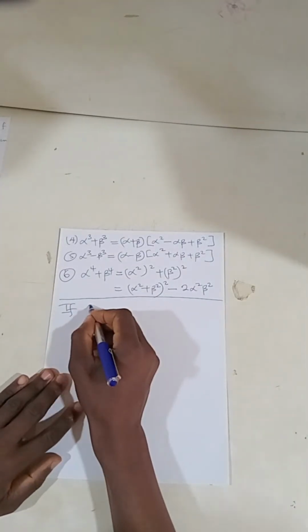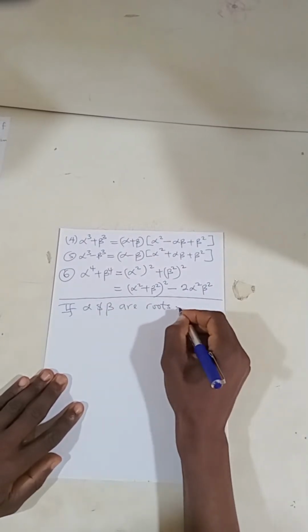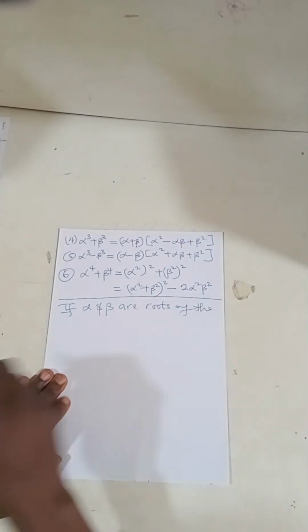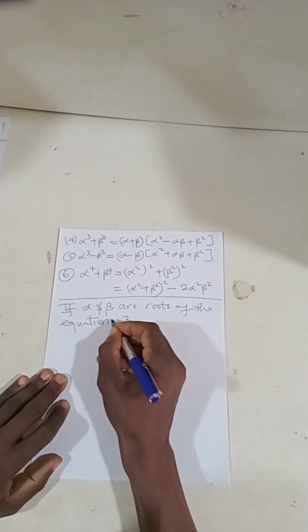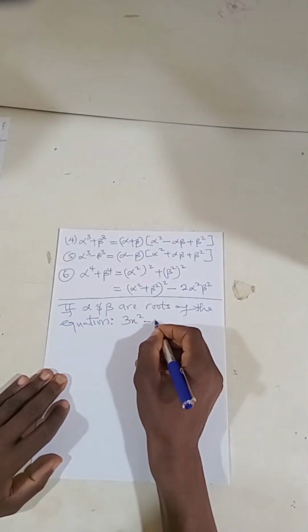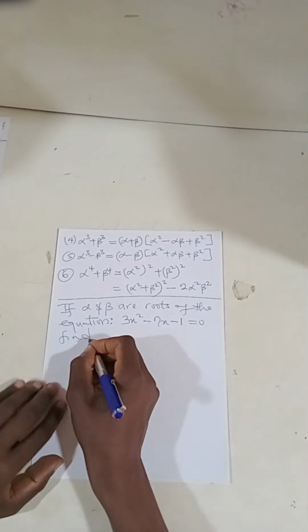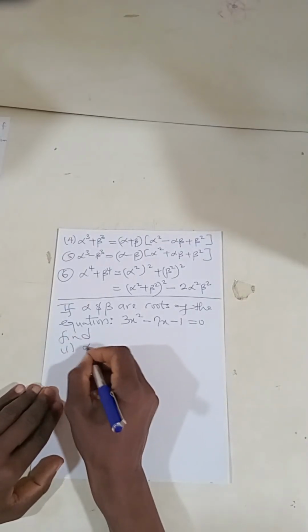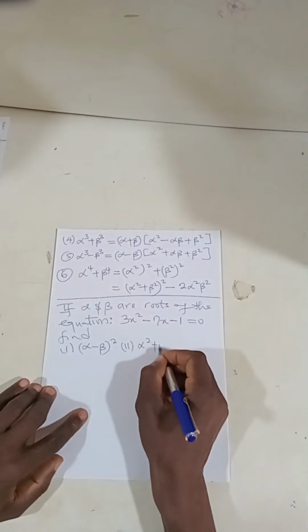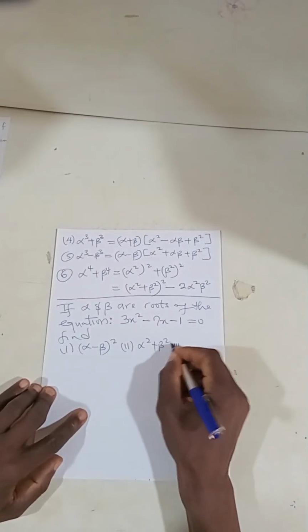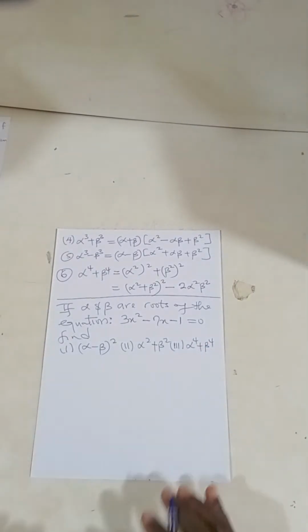If alpha and beta are roots of the equation, and we have the equation as 3x squared minus 7x minus 1 equal to 0. Find 1, alpha minus beta square; 2, alpha square plus beta square; and then the third one, alpha to power 4 plus beta to power 4. So let's look at this question.